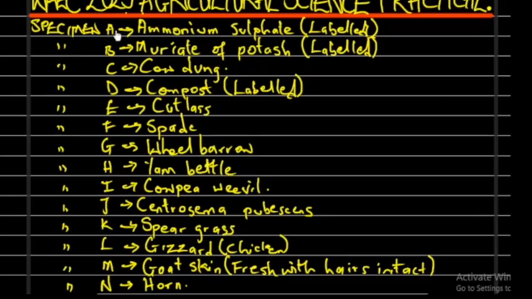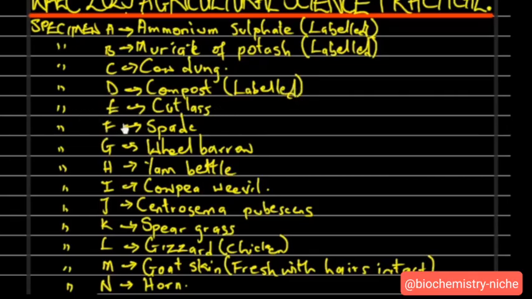Our specimen A is ammonium sulfate, which is going to be labeled. Specimen B is muriate of potash, also labeled. Our specimen C is cow dung. Specimen D is compost, which is also labeled. Our specimen E is the cutlass. Specimen F is spade. Specimen G is wheelbarrow. Specimen H is yam beetle.